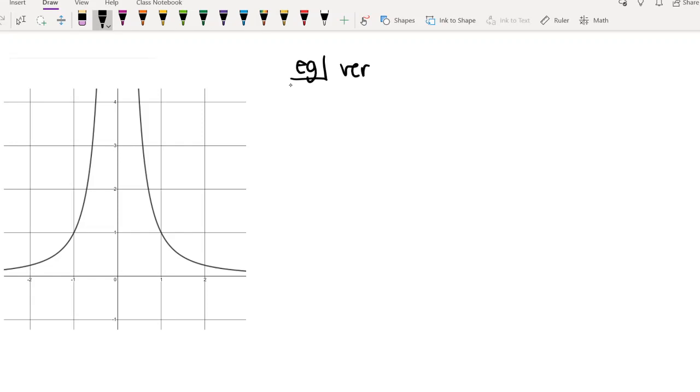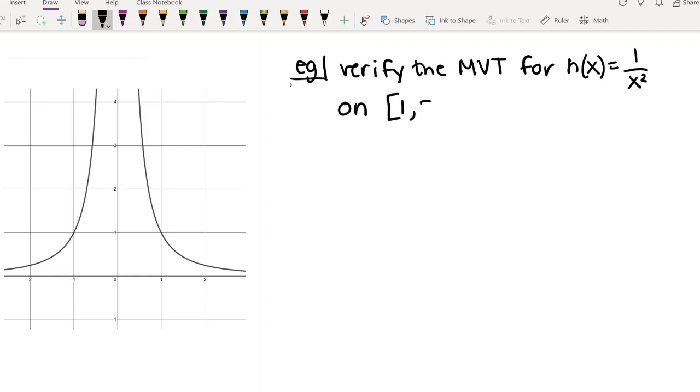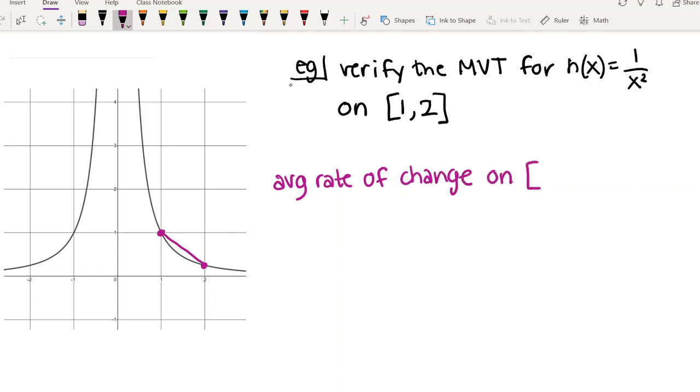So let's verify the mean value theorem for h of x is equal to 1 over x squared on the interval from 1 to 2. So here's our graph of h of x equals 1 over x squared. The interval from 1 to 2 is going to be from here to here. So we're looking at this secant line. The first thing we're going to find is the average rate of change on the interval from 1 to 2.